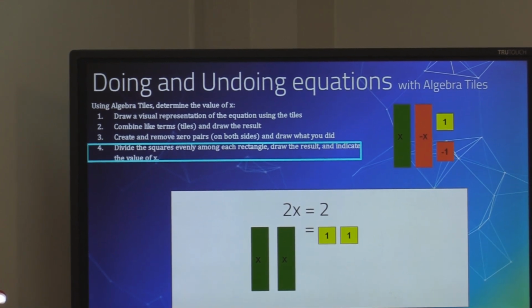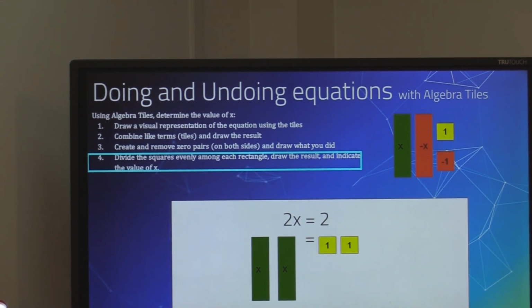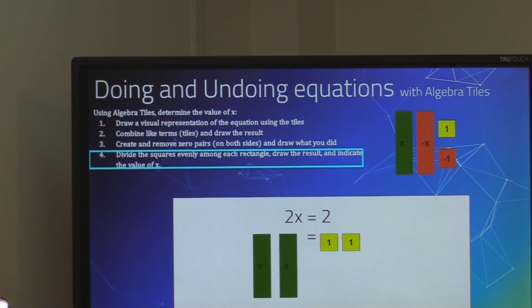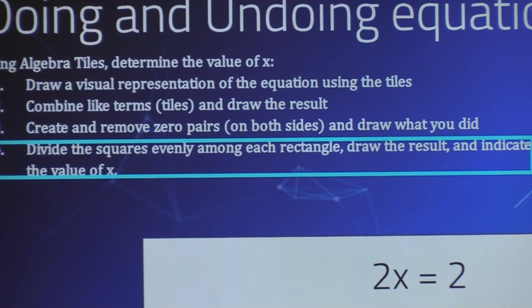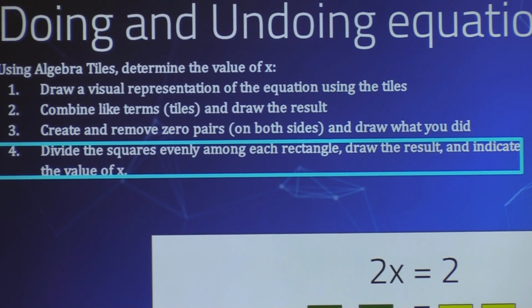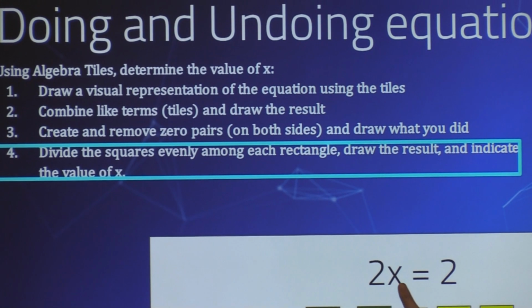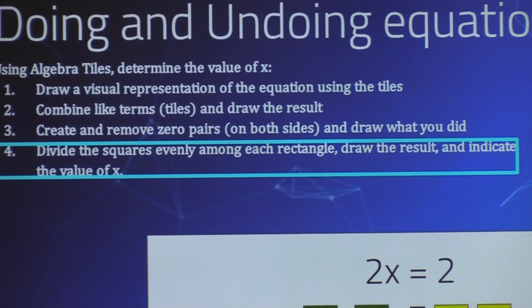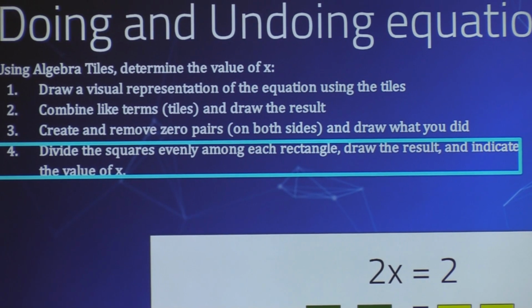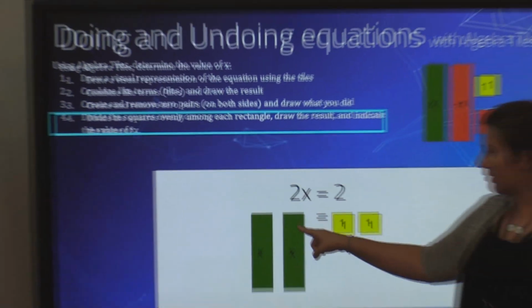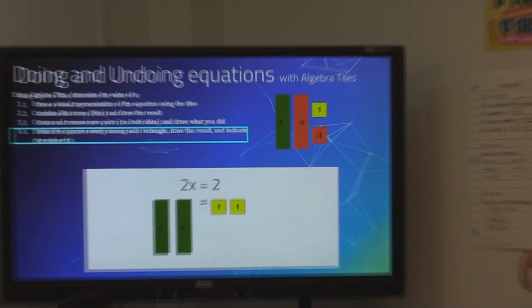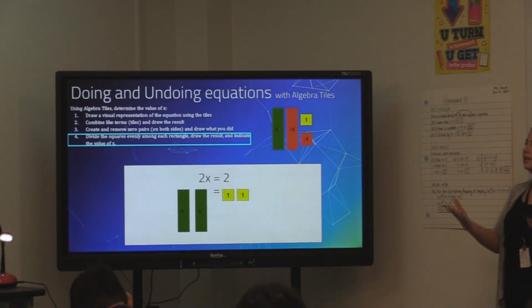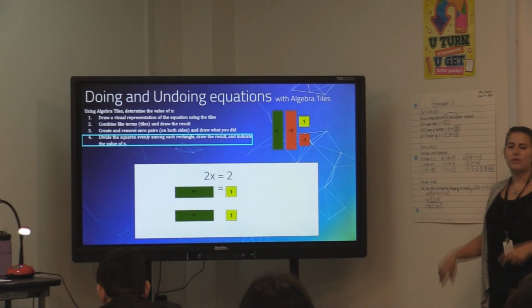Read number 4. Aaron, what does number 4 say to do? Divide the squares evenly among each rectangle, draw the result, and indicate the value of x. Beautiful. So I'm going to take these two squares and divide them evenly between my rectangles. I'm going to take this one and put one with that x, and this one and put one with that x. How many little squares would each rectangle have that divided them evenly? One. I like to draw horizontally.